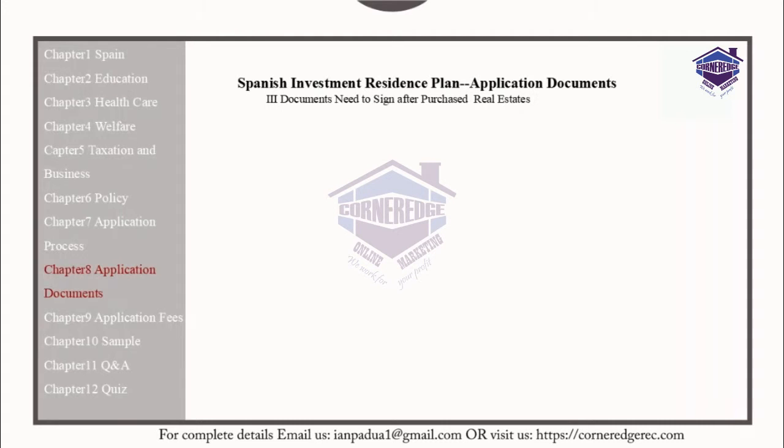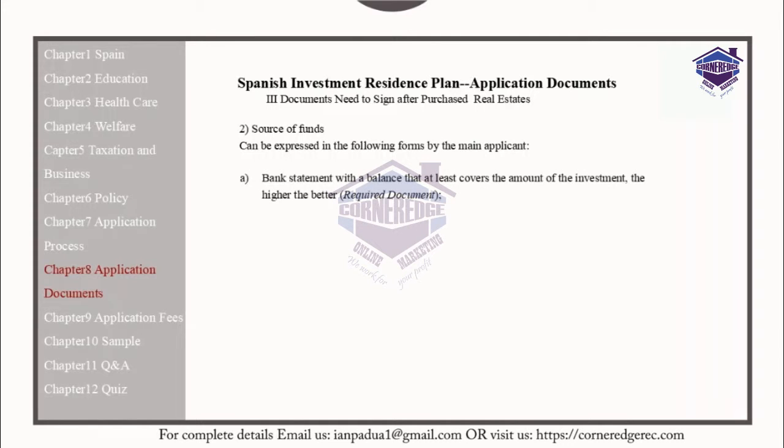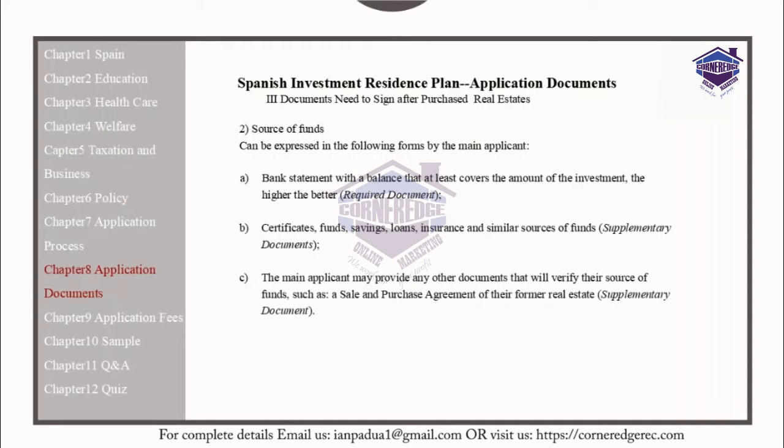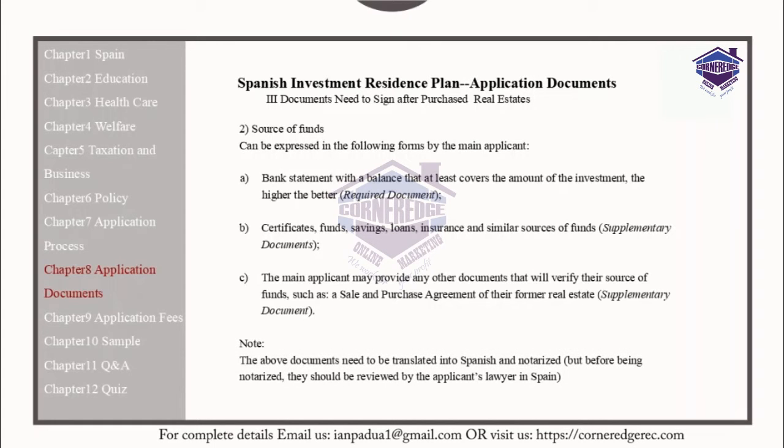For sources of funds, this can be expressed in the following forms by the main applicant. Required is a bank statement with a balance that at least covers the amount of the investment, and the higher the better. Supplementary documents can include certificates, funds, savings, loans, insurance, and similar sources of funds. The main applicant may provide any other documents that will verify their source of funds, such as a sale and purchase agreement of their former real estate.